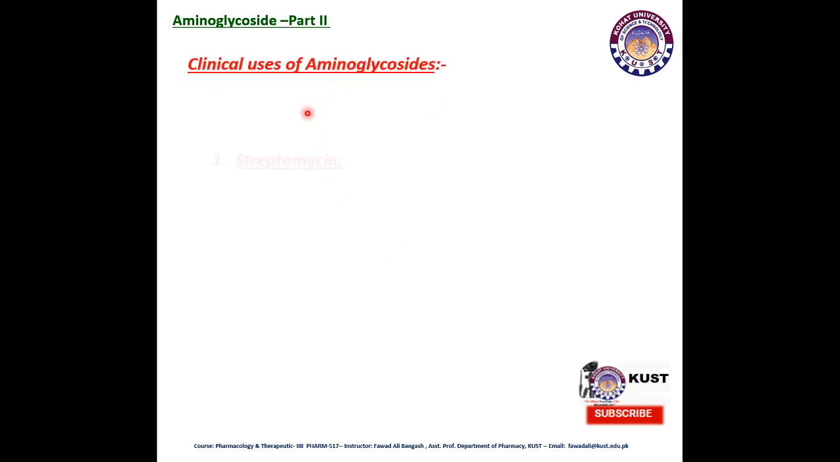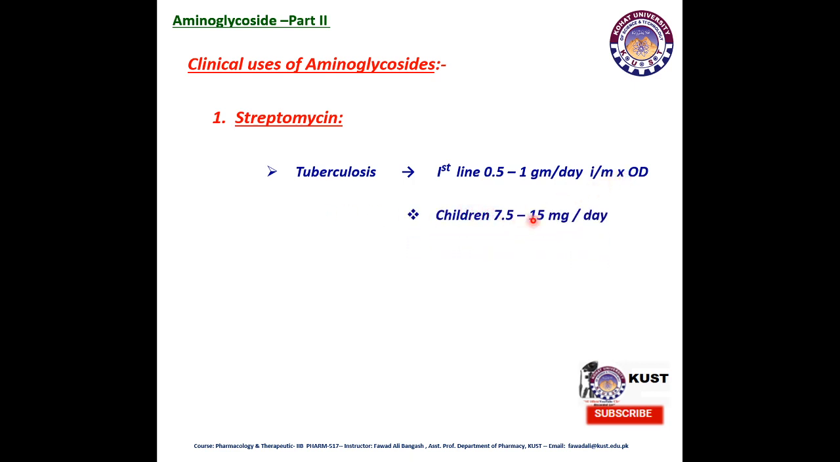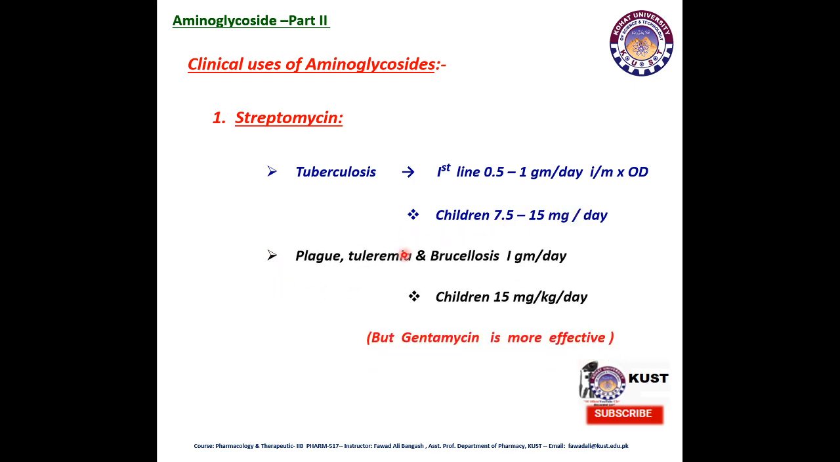Clinical uses of aminoglycoside. Streptomycin is used in tuberculosis; it is a first line drug in tuberculosis. 0.5 to 1 gram per day IM OD is normally prescribed. In children, 7.5 to 15 milligram per day. In plague, tuberculosis, 1 gram per day is prescribed normally, and in children 15 milligram per kg per day. But gentamicin is more effective in cases like plague and brucellosis, etc.